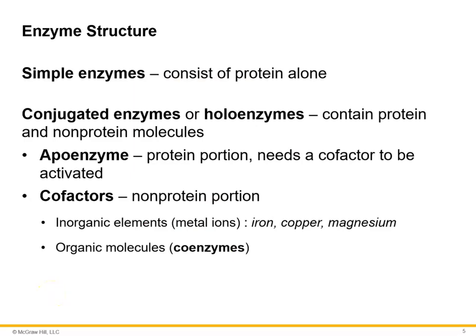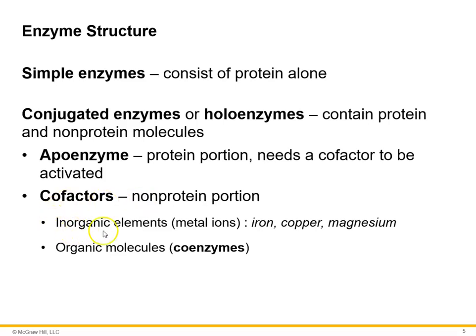So what are enzymes made of? Well, first and foremost, they're made up of protein. Some enzymes, simple enzymes, stop right there, and the entire enzyme is made up of a protein. However, most enzymes are conjugated or holoenzymes. What that means is that they contain a protein portion and a non-protein portion. The protein portion is called the apoenzyme. It is not active on its own. It needs a cofactor to activate it. And the cofactor is the non-protein portion.